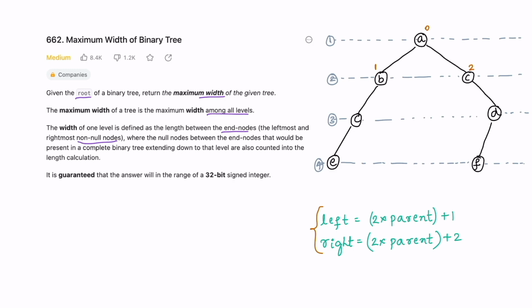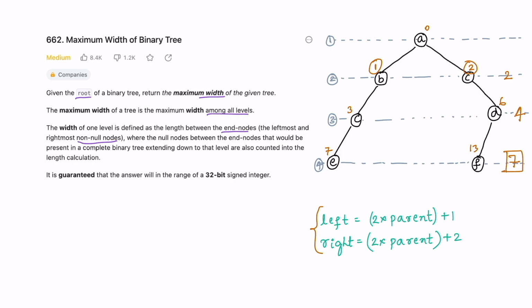And we repeat the same. Index of left is 2 times 1 plus 1, which is 3. Index of the right is 2 times 2 plus 2, which is 6. Index of left is 2 times 3 plus 1, which is 7. Index of left again is 2 times 6 plus 1, which is 13. So to calculate the width at each level, all we have to do now is index of the rightmost child minus index of the leftmost child plus 1. So 2 minus 1 plus 1 is 2. 6 minus 3 plus 1 is 4. 13 minus 7 plus 1 is 7.